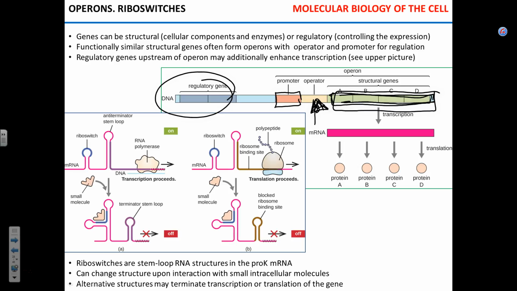Operons were known, I wanted to say for centuries, no, not for centuries, but they were probably one of the first elements of genomic structure in the DNA that were discovered. They were known for quite a long time, maybe the 50s, 60s, something like that. Riboswitches were discovered much later, not that long ago actually.